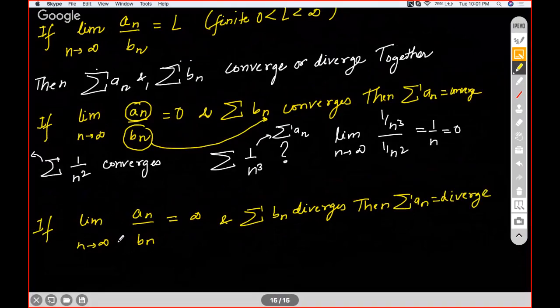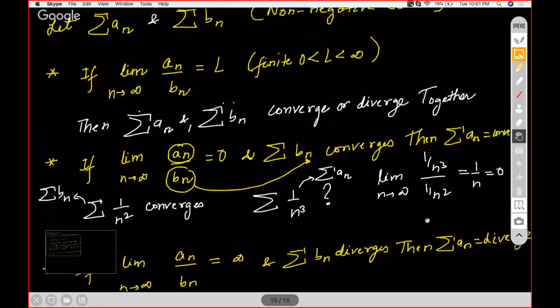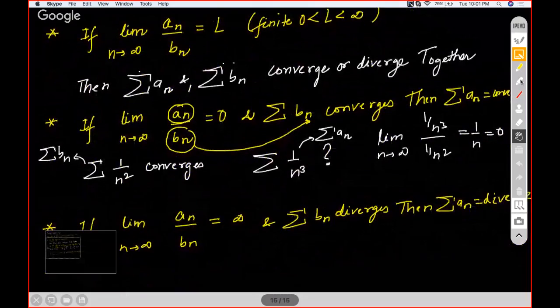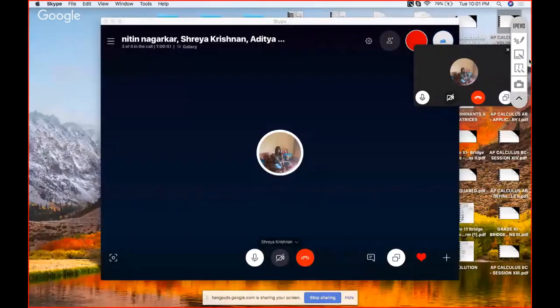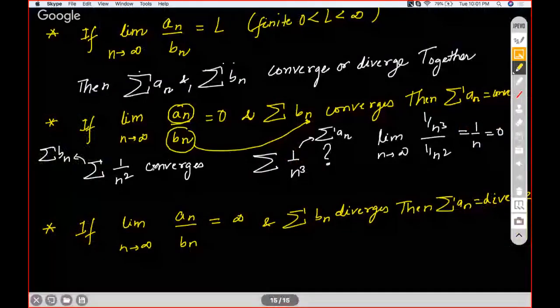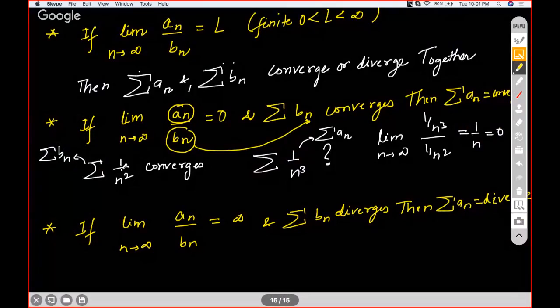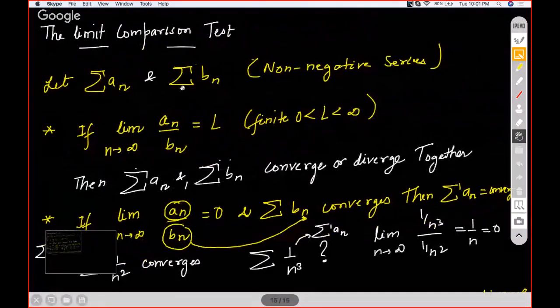Are you getting this point? Yeah. So if this is an all comprehensive test, why can't we just perform this one test, this fifth test, and not use the previous tests? Like this is an all comprehensive test, right? Not really all comprehensive, because here we need to be aware of a series which we can compare this with. So it comes with a cost of finding these two series where the nature of one is known.